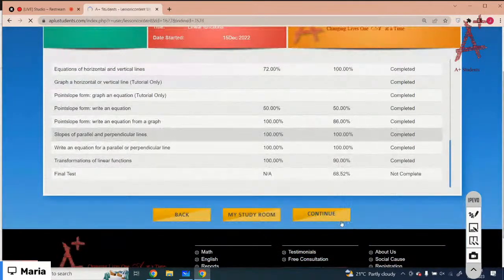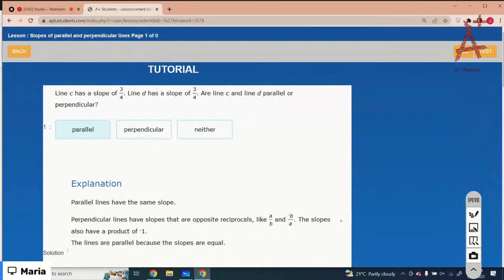Slopes of the parallel and perpendicular lines. So let's start. If two lines are parallel, they have exactly the same slope. Parallel lines have the same slope. Perpendicular lines have slopes that are opposite reciprocals. Like if you have A over B, it will be negative B over A. So the product of the slopes must be negative 1. So let's do an example.